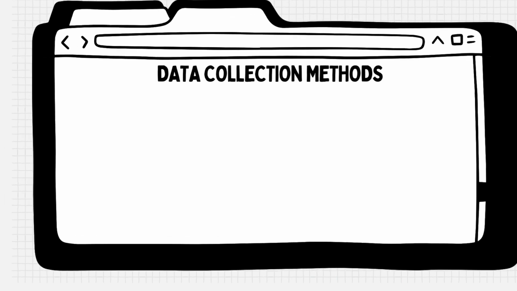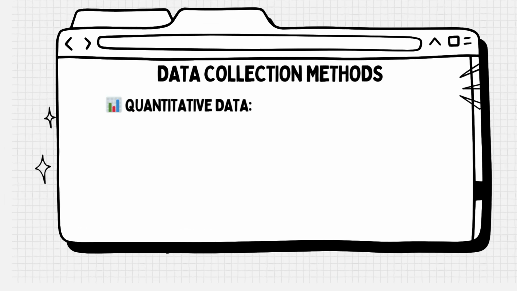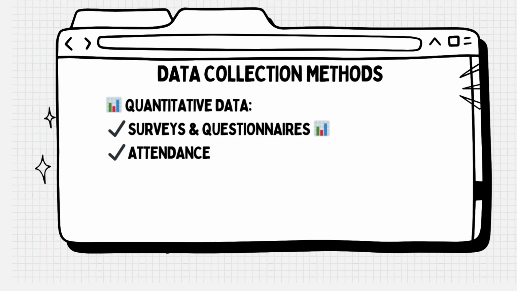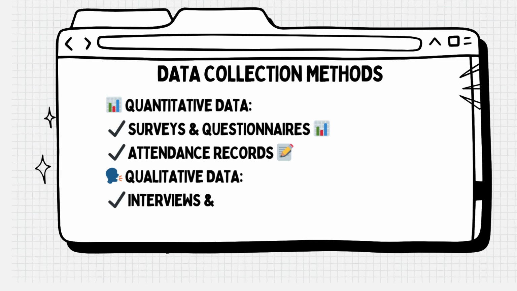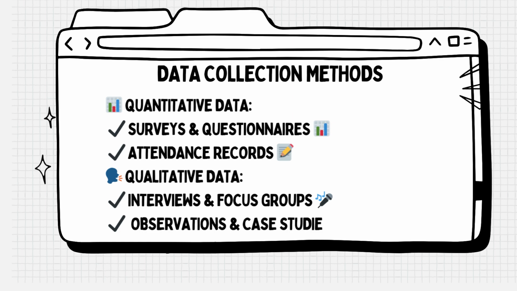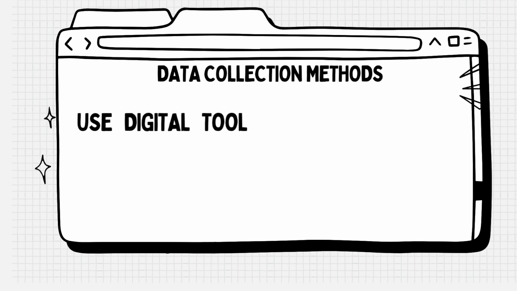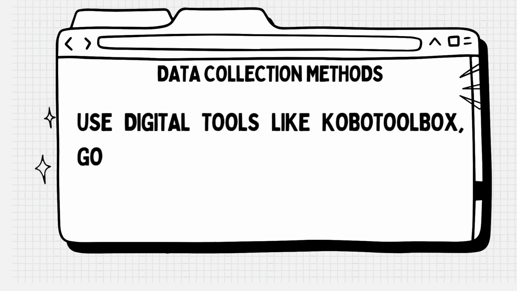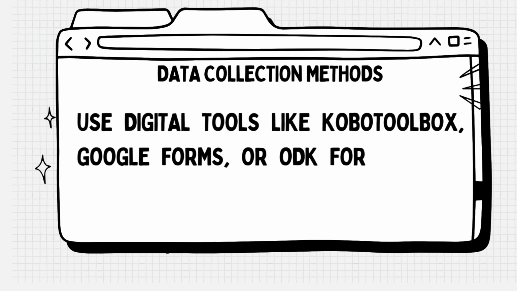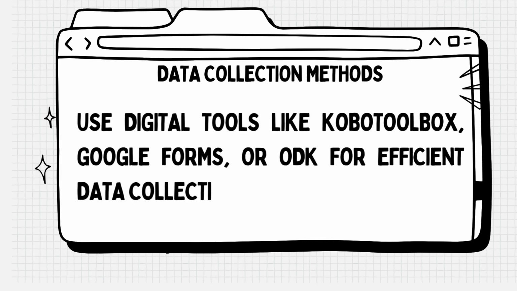Now that you have indicators, you need to collect data. This can be quantitative, which is numbers and statistics, or qualitative, which is stories and experiences. As examples, we can take surveys and questionnaires for numbers and trends, interviews and focus groups for deeper insights, and observations and case studies for real-life impact. Leverage powerful digital tools like Kobo Toolbox, Google Forms, and ODK to streamline and enhance your data collection process. These platforms offer efficiency, accuracy, and real-time data access, making your monitoring and evaluation efforts more effective.